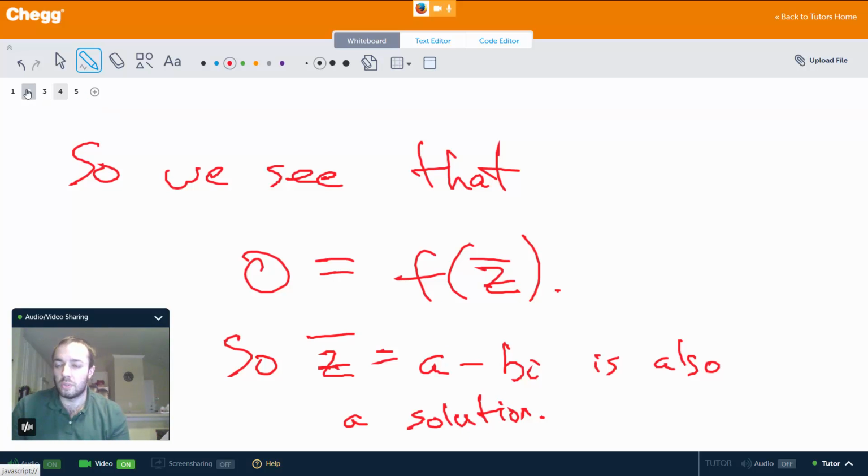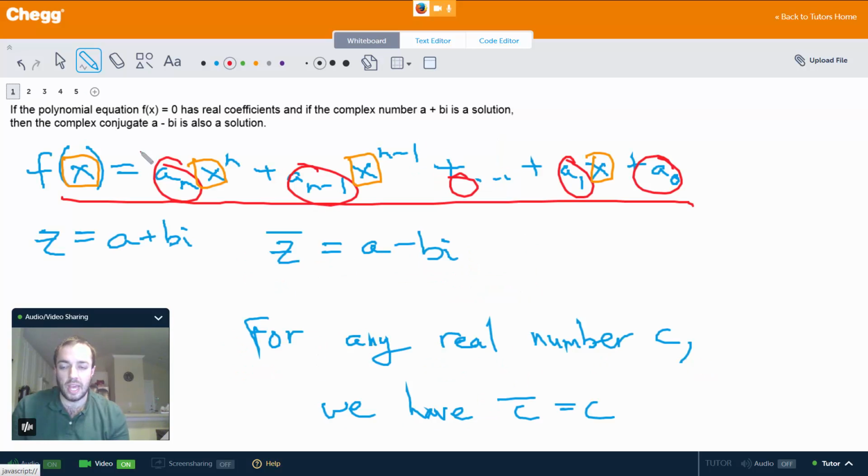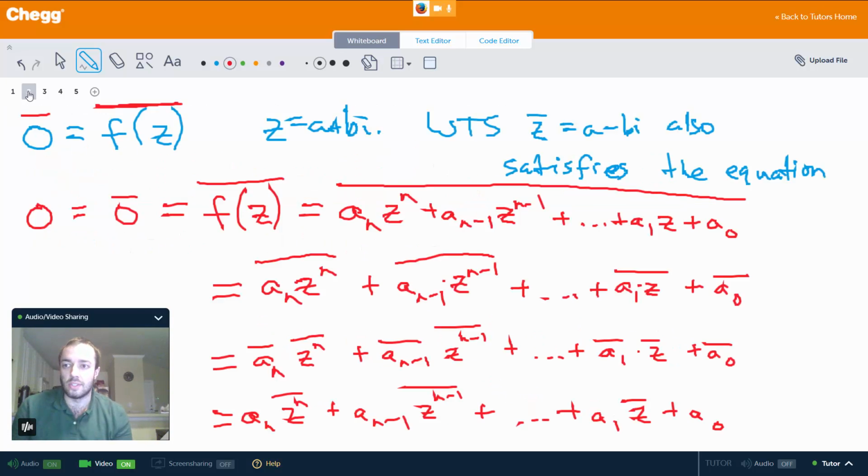Okay, so hopefully this helps you understand why, if we have a complex number that's a root of a polynomial equation with real coefficients, then the complex conjugate also must be a root. So this really comes down to just knowing that the complex conjugate of a real number is again that same real number, and just knowing that the conjugate of a sum is the sum of the conjugates. That's what we used from this step to this step. And also knowing that the conjugate of a product is the product of the conjugates. That's what we used from this step to this step here.